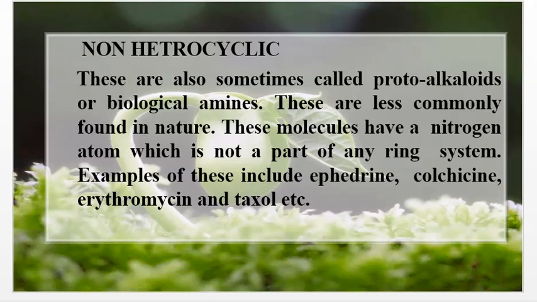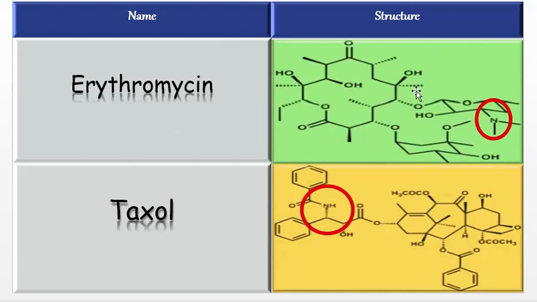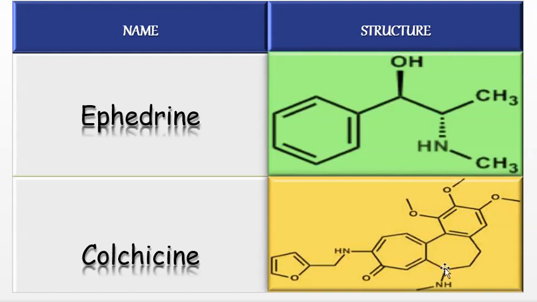These are less commonly found in nature, as the molecules have a nitrogen atom which is not included in the ring system. Examples of this include ephedrine, colchicine, erythromycin, and taxol. Now I will show you the structure of ephedrine and colchicine, then erythromycin and taxol. Nitrogen not in cycle. Also in ephedrine and in colchicine, nitrogen not in cycle.